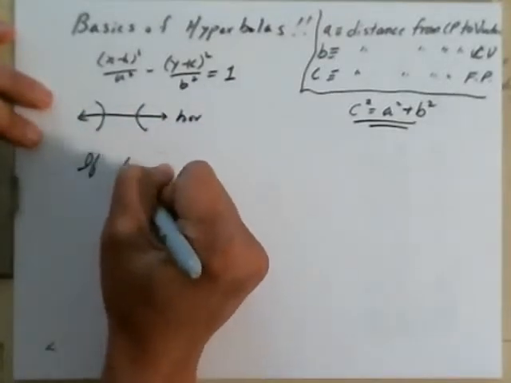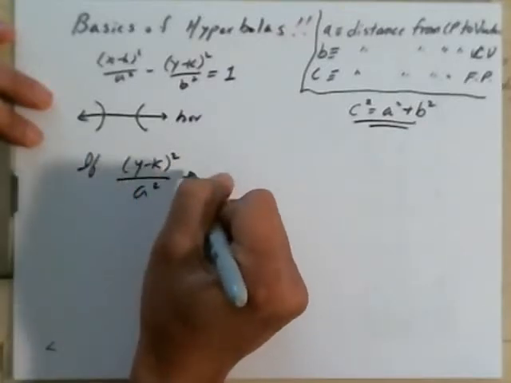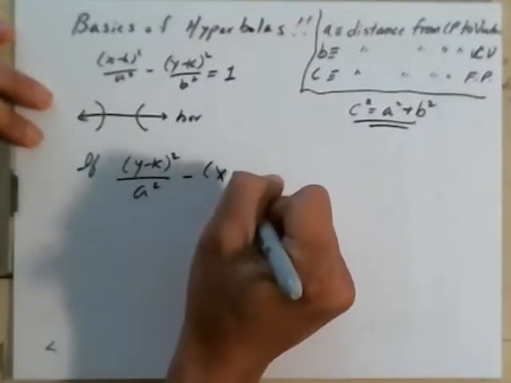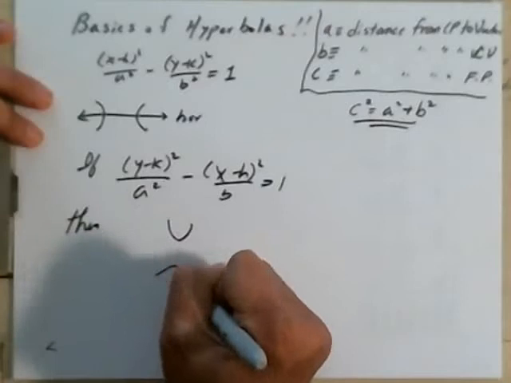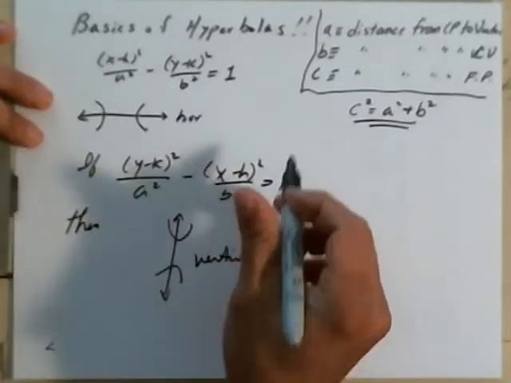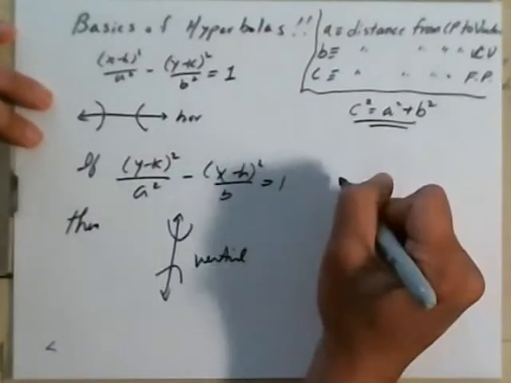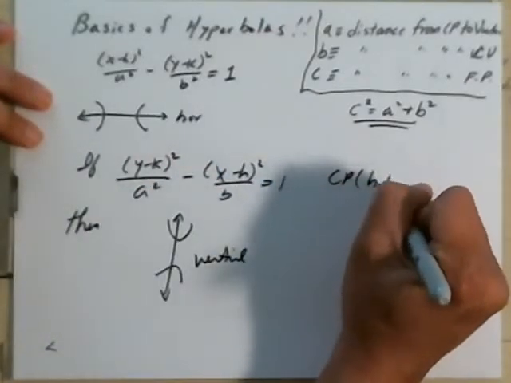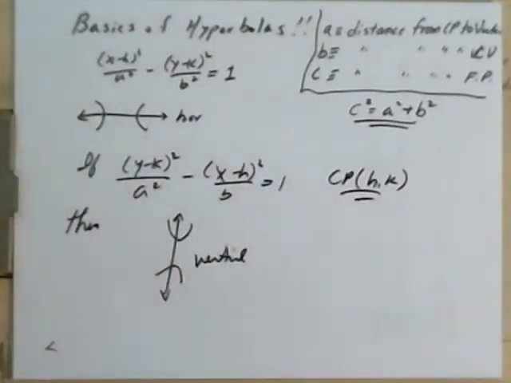If y minus k squared over a squared minus x minus h squared over b squared equals 1, then the transverse axis is going to go this way, vertical. Always note y and k, x and h; your center point is always going to be h comma k. Okay? So that's the basics of hyperbolas.